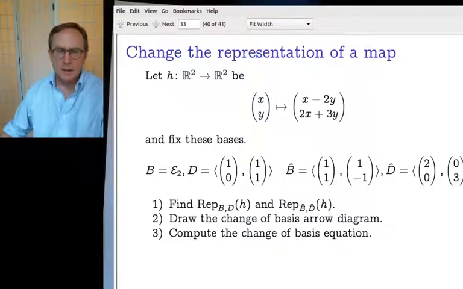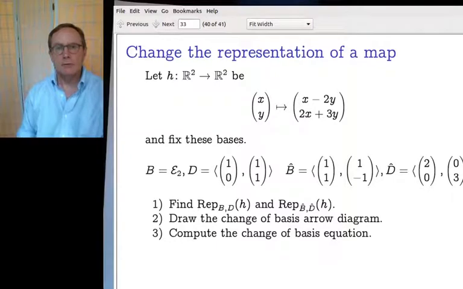Hi. Okay, last time we learned how to change the representation of a map when you change the bases. So we have a map, lowercase h, as illustrated by this check-in. We have two sets of bases, B and D, and B hat and D hat. What we want to learn is how do you translate from the basis pair B comma D to the basis pair B hat comma D hat. And of course, we saw that last time, so this is kind of a long calculation.